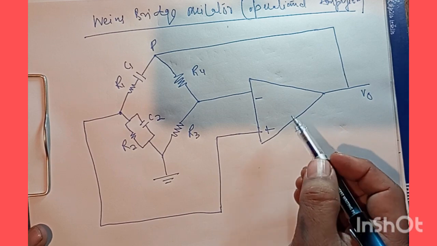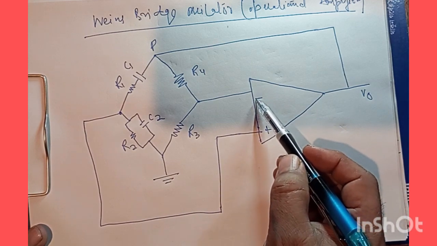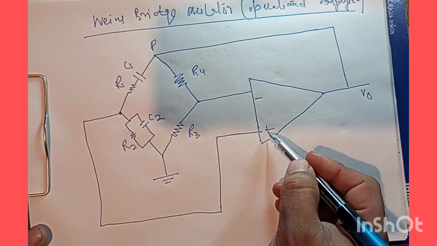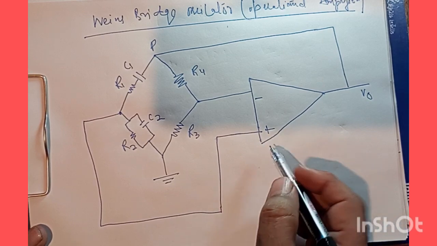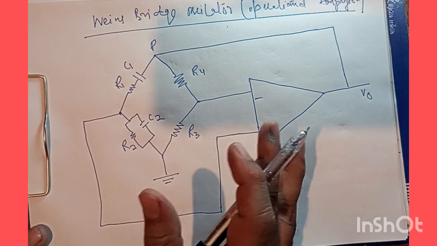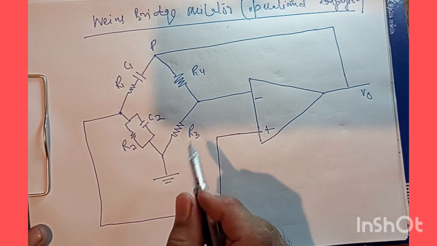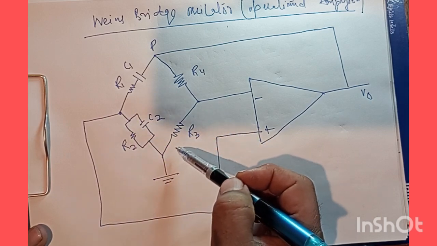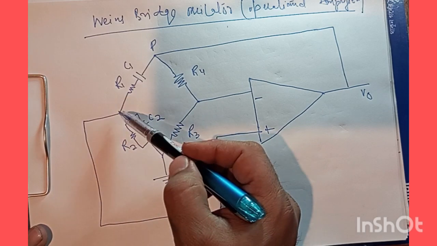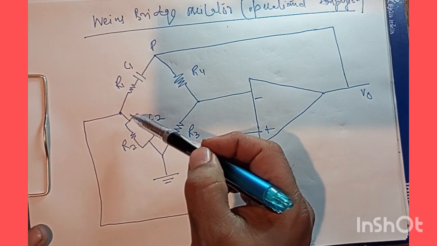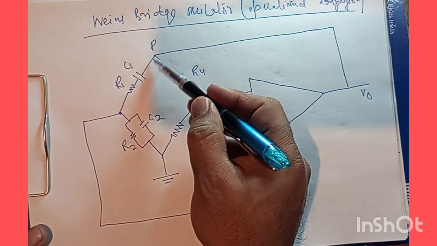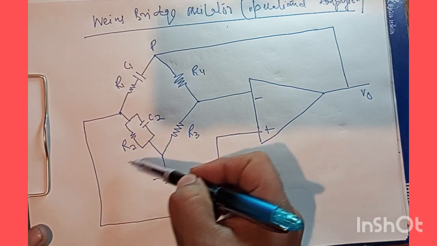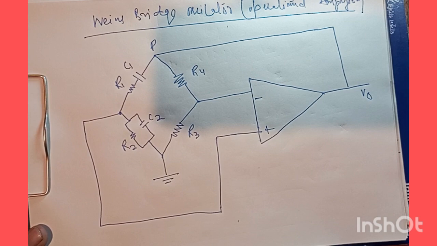And as we know, the negative terminal of this operational amplifier inverts the phase of the signals, and the positive terminal does not. So this is the situation here. We have 4 arms of this bridge. We have plain resistances R3 and R4, and we have two RC type of arms here. One is the series combination of R1 and C1, and another is the parallel combination of R2 and C2.